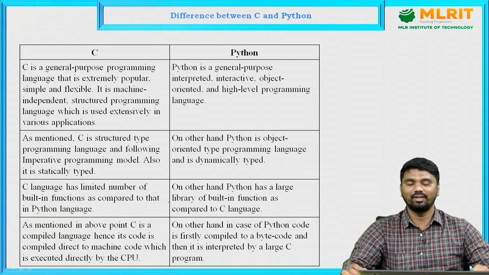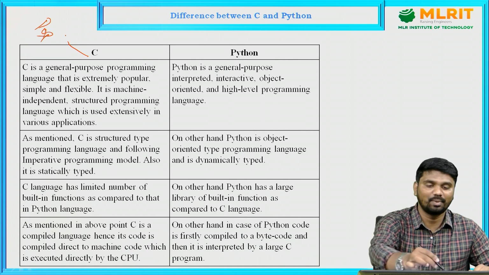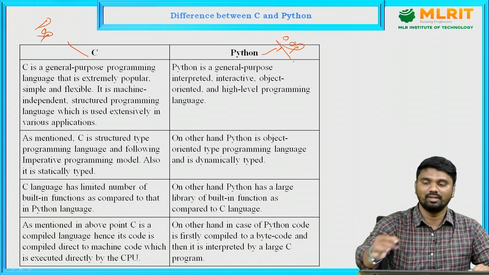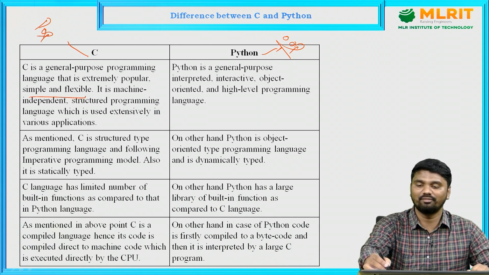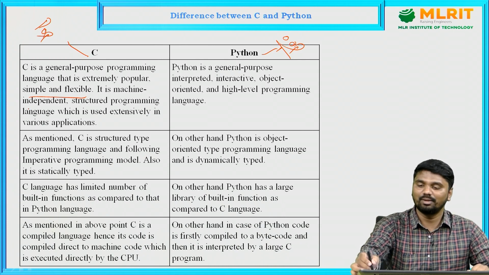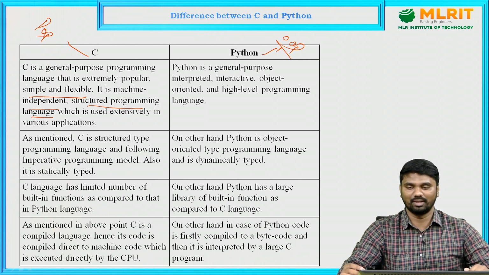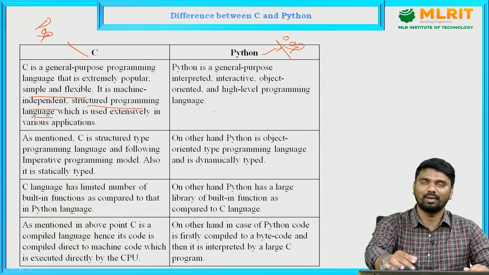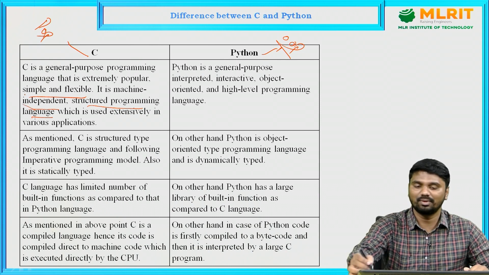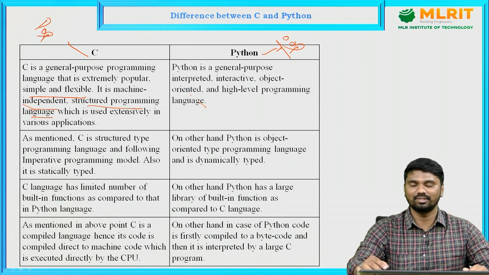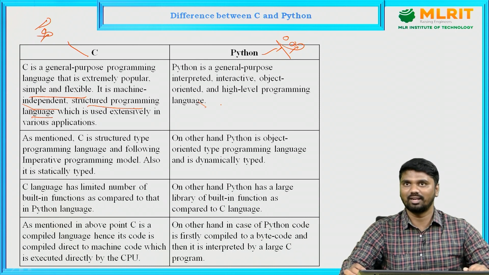Next, what are the differences between C and Python? C is procedure oriented, and Python is object oriented. Now C is just a general purpose programming language. It is extremely popular, simple and flexible, and it is a machine independent structured programming language, which is used to develop various applications. So both C and Python are general purpose languages only, and C is also interpreter, Python is also interpreter. But the difference is that C contains pointers, Python contains objects. That is the difference between C and Python.